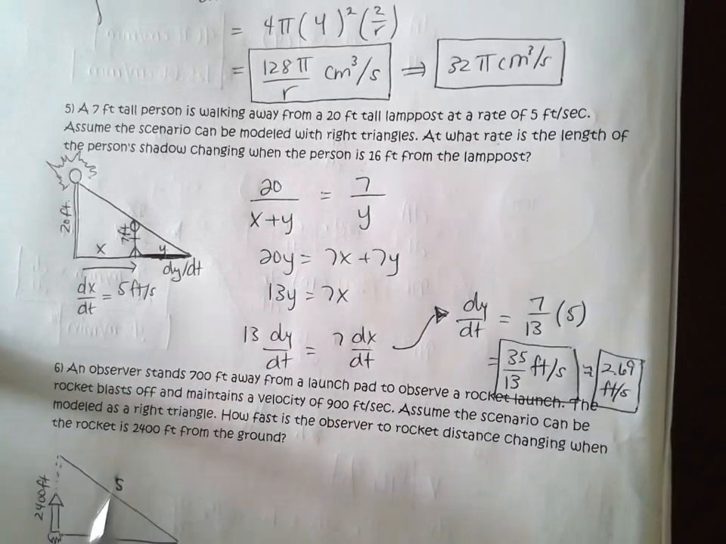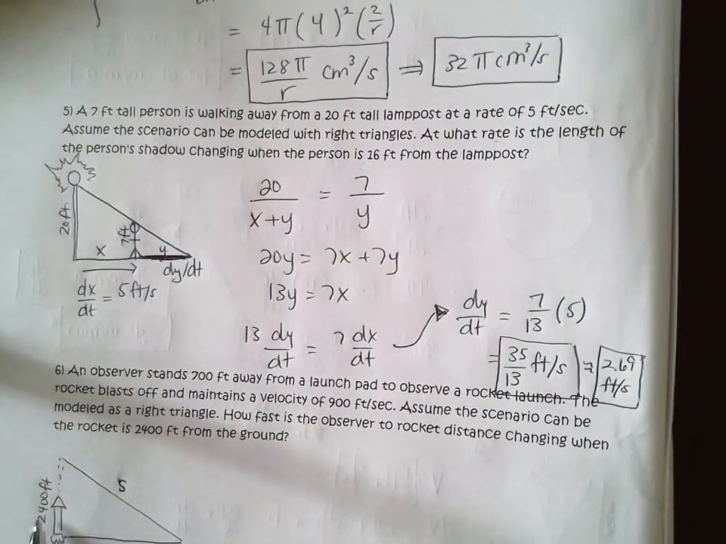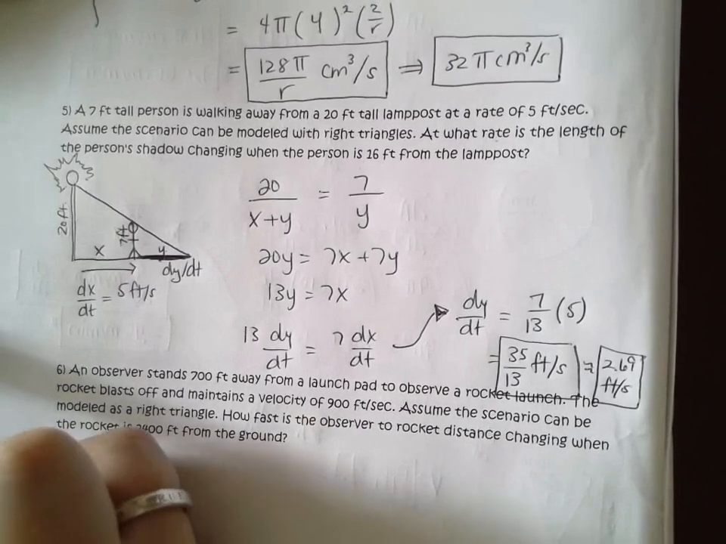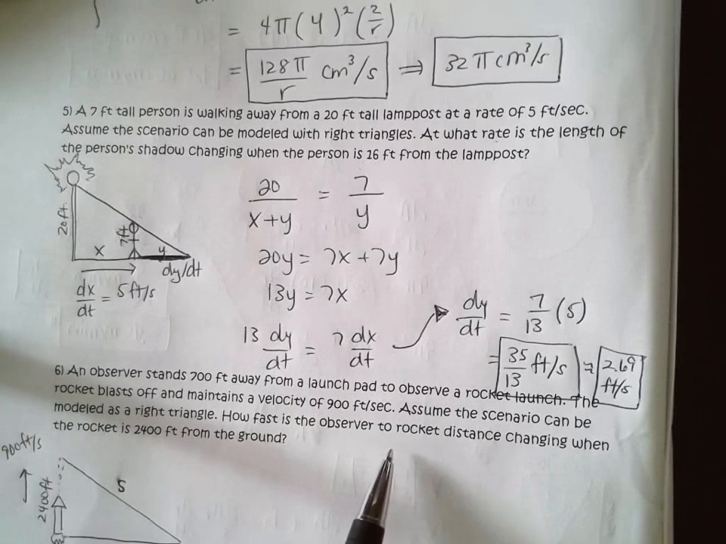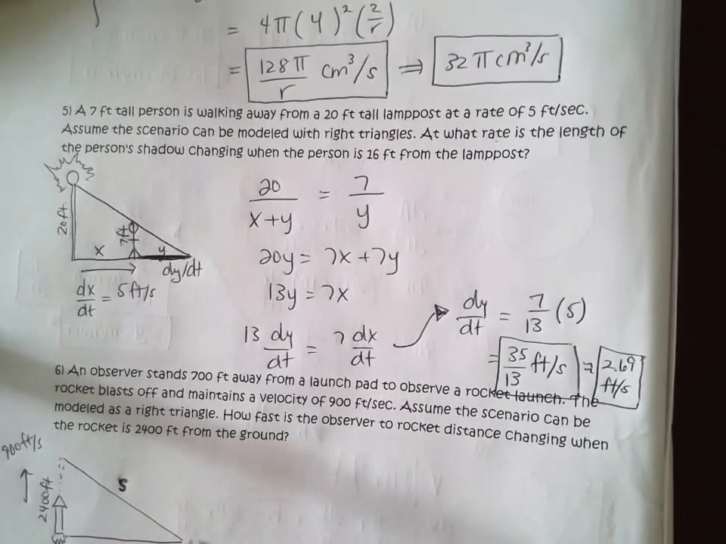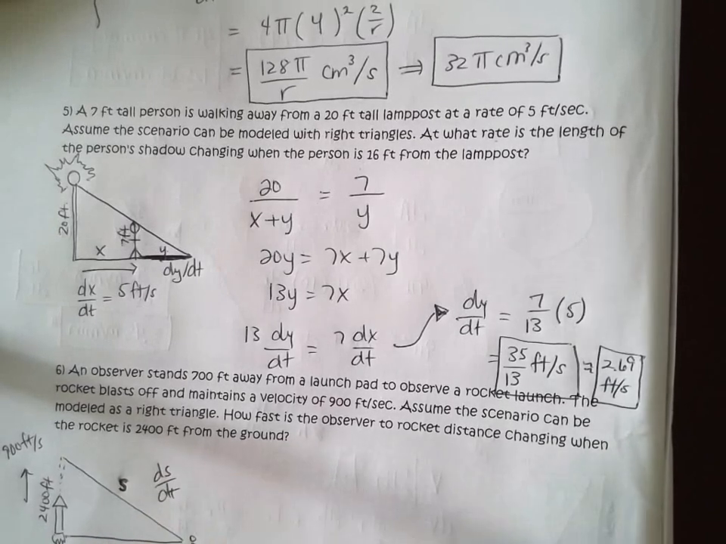Last question, an observer stands 700 feet away from the launch pad. The rocket blasts off at 900 feet. Rocket goes up this way, 900 feet per second. Assume the scenario modeled by a right triangle. How fast is the observer to rocket distance changing? I called this S. It's a distance. Here's the observer. So we're looking for ds dt.